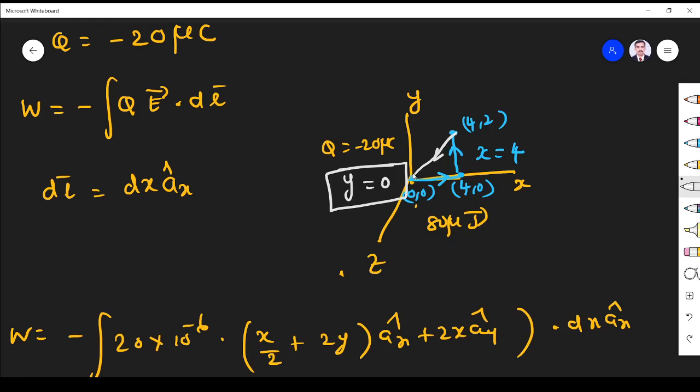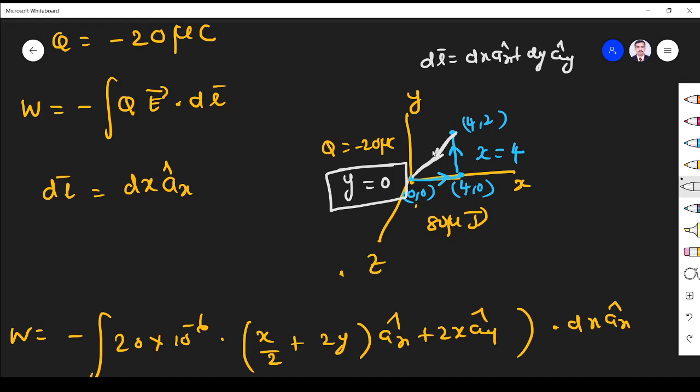Okay, here it is moving in the x and y plane. It is not moving in the z direction. So what will be our dl? dl should be only dx ax plus dy ay. There is no movement along the z direction. So the charge moves from 420 to 000. It is moving along only the x and y direction, not in the z direction. So dl is dx ax plus dy ay.